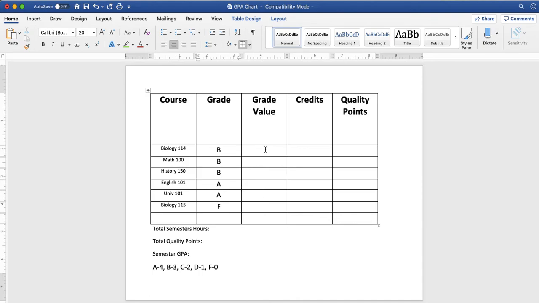Okay, grade value, again, does not change. It's listed here. So grade value for a B is 3, 3, 3, 4 for an A, 4 for an A, 0 for an F, okay? Credit hours these courses are worth 3, 5, 3, 3, 1, and 1, okay? So looking at this will give me 16 semester hours.